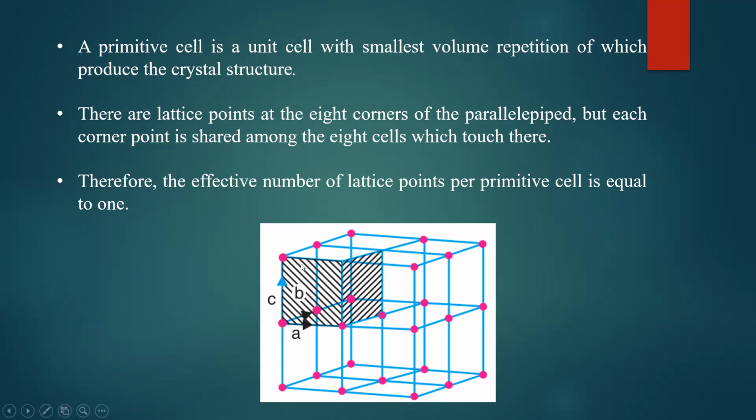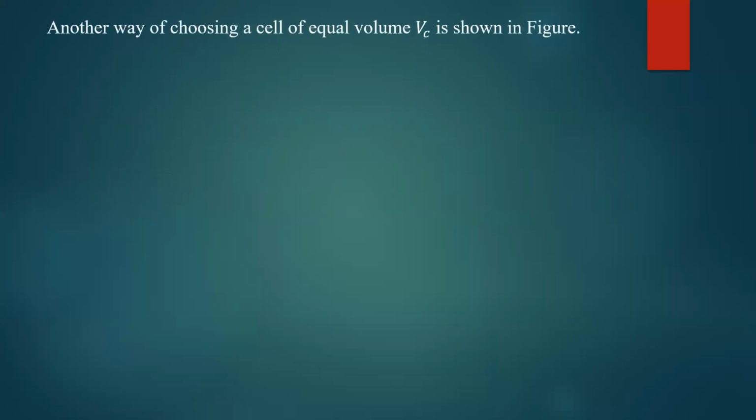Therefore, even though there are 8 unit cells, each unit cell contains only 1 lattice point effectively, because this lattice point will be shared by other cells beside it. The repetition happens. And therefore, each lattice point will give 1 by 8th share of it to the given primitive cell. Therefore, the effective number of lattice points in a primitive cell is equal to 1. That is one of the important properties of the primitive cell. Okay. So this is about the primitive cell.